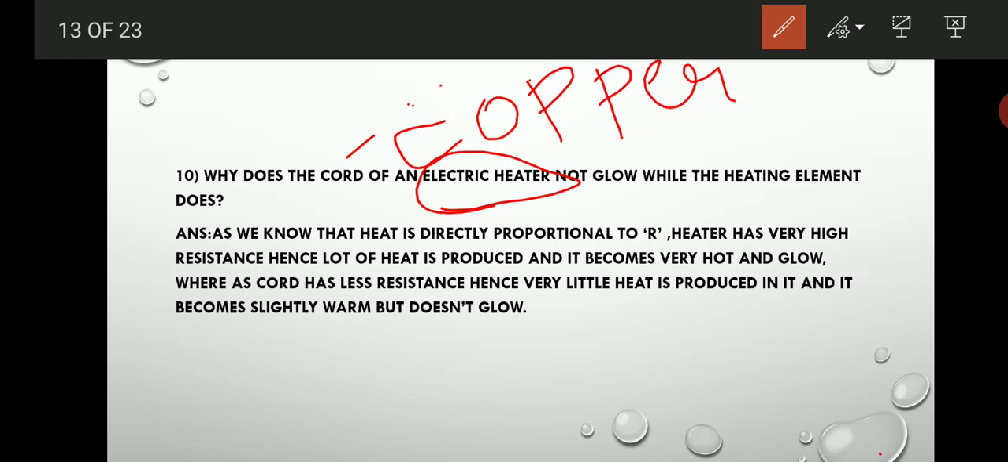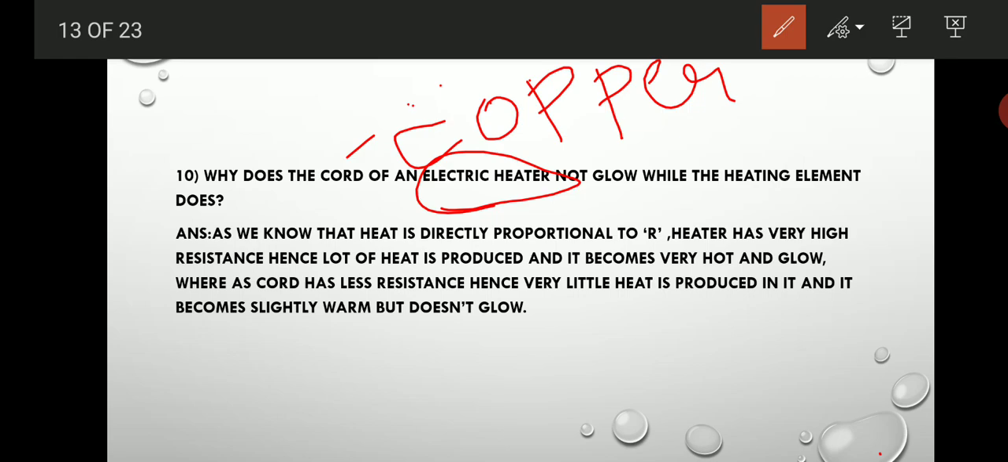Okay, now compare this copper and nichrome. Which has high resistance? Yes, the alloy, right? That is, the electric heater has a high resistance. So due to this, a lot of heat is produced in it, and it glows. Whereas copper is a good conductor of electricity, but it has very little resistance compared to the nichrome wire, so it does not glow. Okay, let's read the answer.